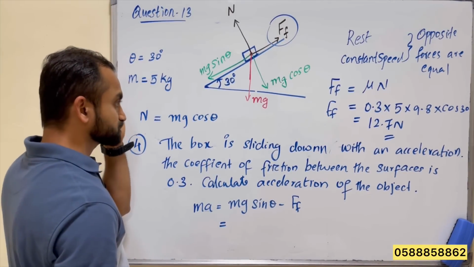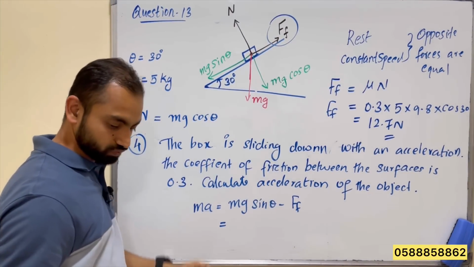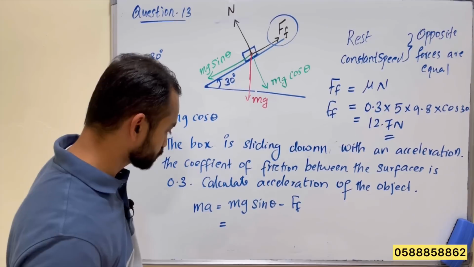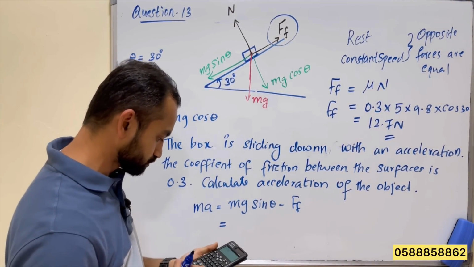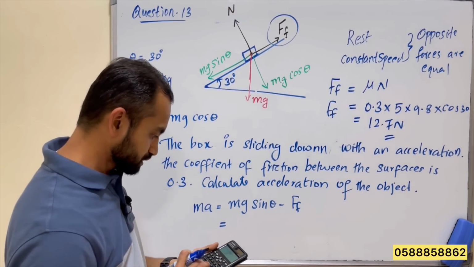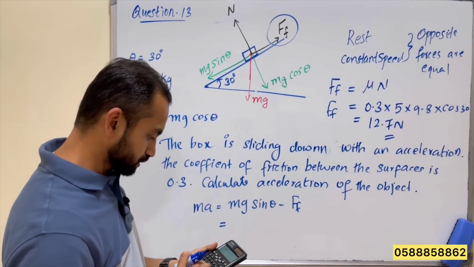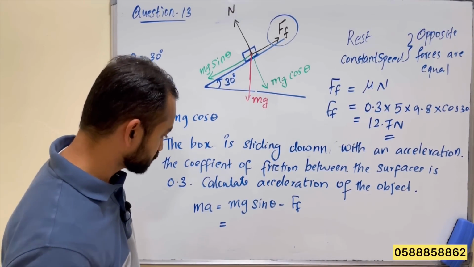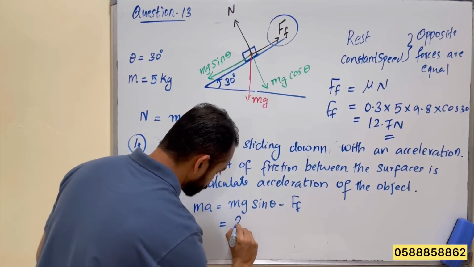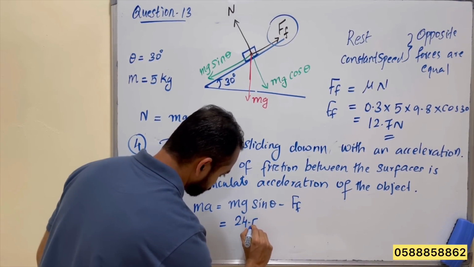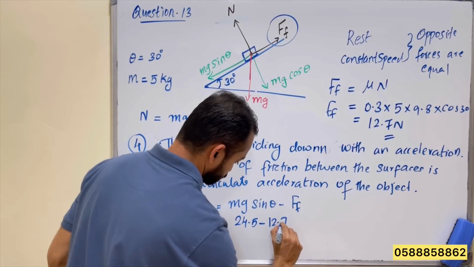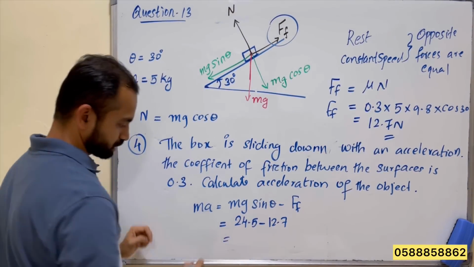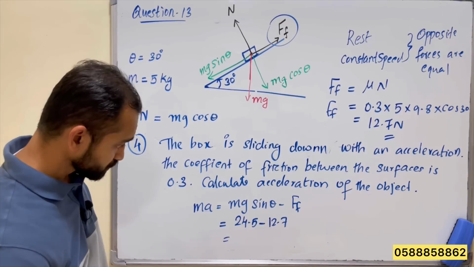So what is mg sin theta? Mg sin theta also we will calculate and substitute. M is 5 multiplied by g 9.8 multiplied by sin 30, 24.5, right? Yeah, that we did many times. So 24.5 minus force of friction 12.7 is equal to mass multiplied by acceleration. So how much?